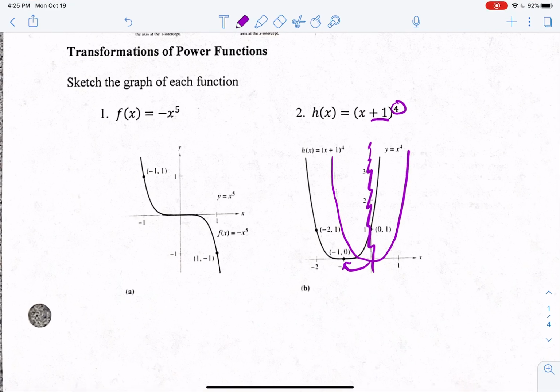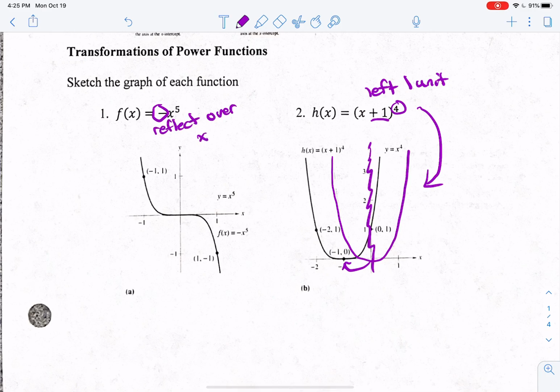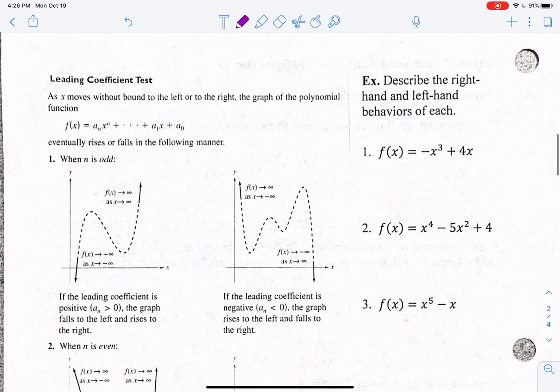So this one says sketch the graph. I went ahead and gave you the graphs. This is the graph of x to the fourth power but shifted to the left 1 unit. That's what he looks like. This is a graph of x to the fifth power, but the negative is going to reflect him over the x-axis. Okay, so it kind of flips him. You can't really even see that faint line, but that's what x to the fifth power looks like. So he's reflected over the x-axis. He is kind of flipped down. That's what he looks like, okay?